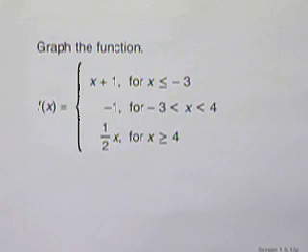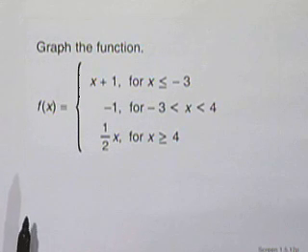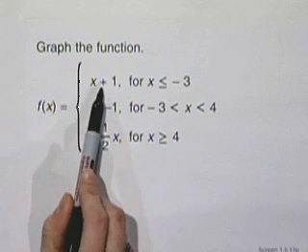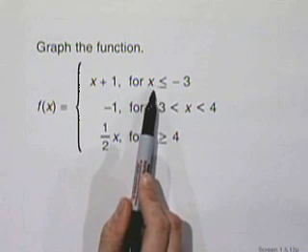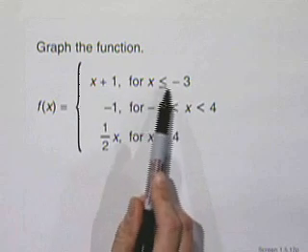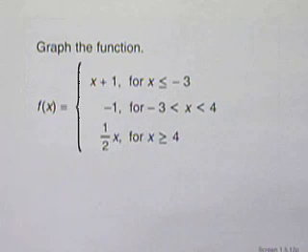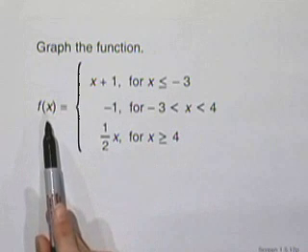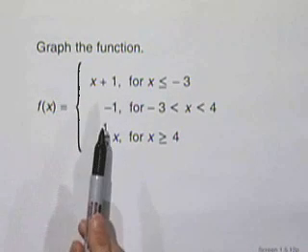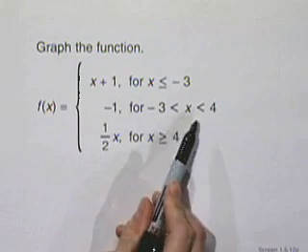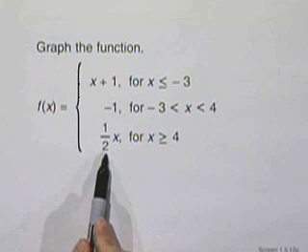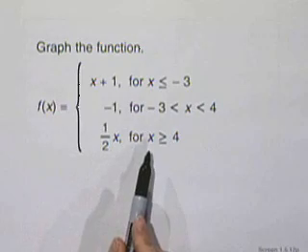So what we're going to want to do is to graph this function. And what we'll need to do is to graph this in 3 parts. First of all, we're going to graph the function f of x equals x plus 1, and that will be the graph of a straight line, but only on the interval from negative infinity to negative 3. So for any values of x less than or equal to negative 3. We want the function f of x to be negative 1, which is a horizontal line at the height of negative 1, for x greater than negative 3 and less than 4. And f of x equals 1/2 x, which is a straight line, for x greater than or equal to 4. So let's see how this works.